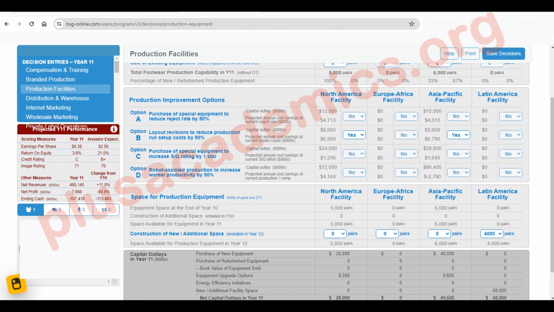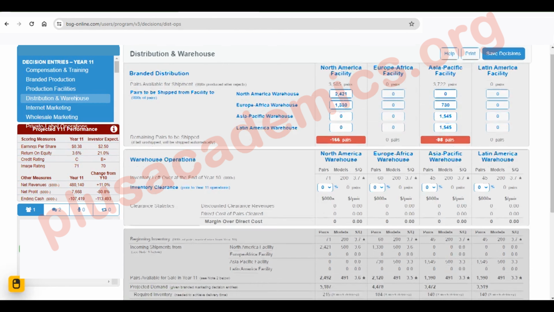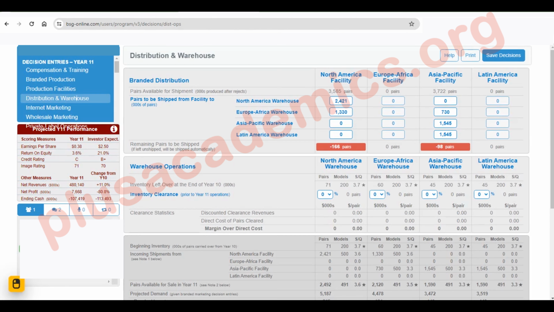Okay, now let us go to our next section, which is distribution and warehouse. In this section, we are going to learn how much you are supposed to produce and also send to different regions, and from which production facility. So what we are going to do first, we are going to zero everything, so that we can get clear information about the demand that you are having in each region.